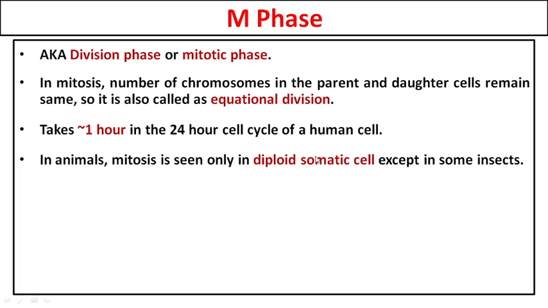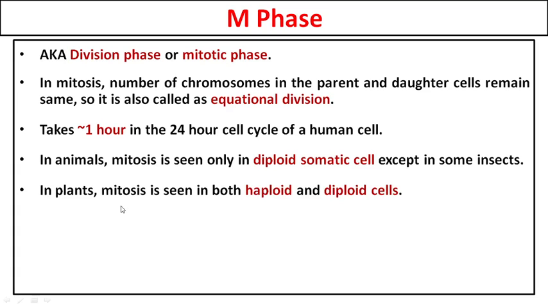So any cell of your body which is diploid and somatic will show mitosis, except in some insects. Remember honeybees? You must have seen that though they are diploid, they can give rise to haploids also. Same thing with ants. You will study it in genetics, so do not worry. For now, just remember, in almost every animal, the diploid somatic cell undergoes mitosis.